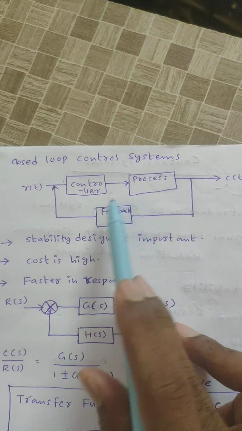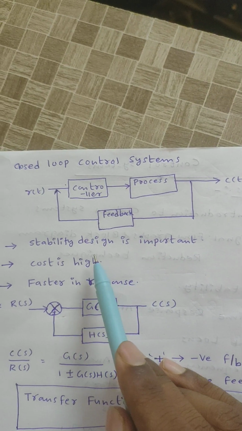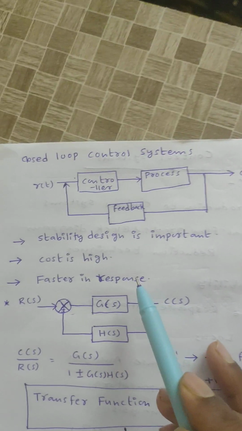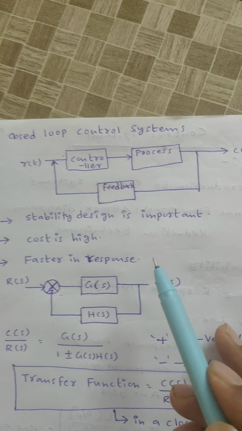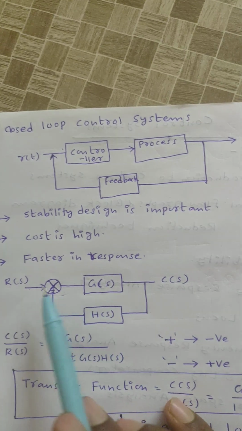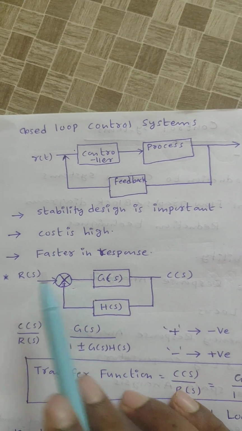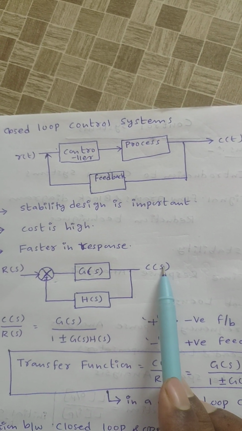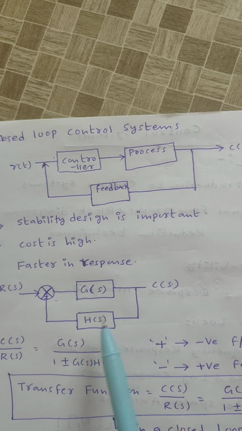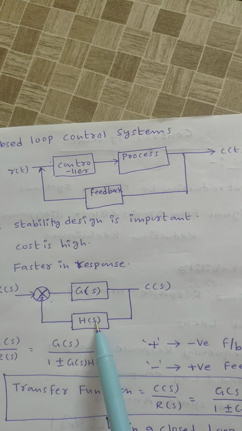Next, because of this arrangement, cost is high but the response is quick, or faster. This is the arrangement of a closed loop control system. See here, R of S is the reference input, C of S is the desired output, G of S is the forward path gain, H of S is the feedback path.